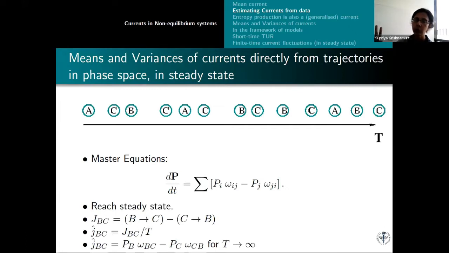Then I let it reach steady state. A large part of this talk is going to be steady state properties unless otherwise mentioned. So imagine now that it has reached steady state. If I want the current in any one link BC, I just keep track of every forward hop minus every backward hop, divided by the amount of time I've measured this in. That gives me an estimate of the average. This estimate would exactly be the theoretical value, but of course that's for large times.